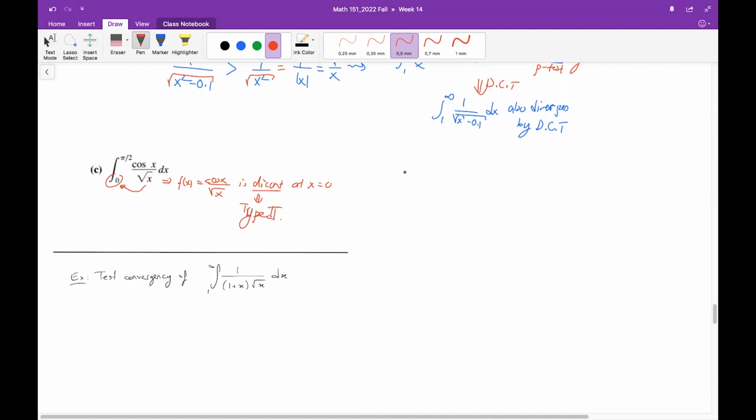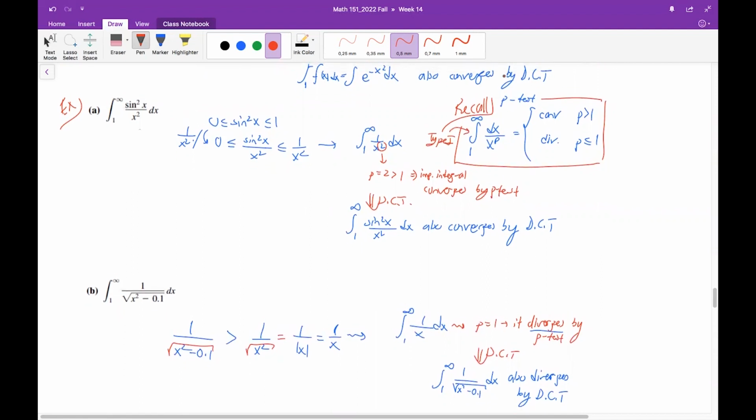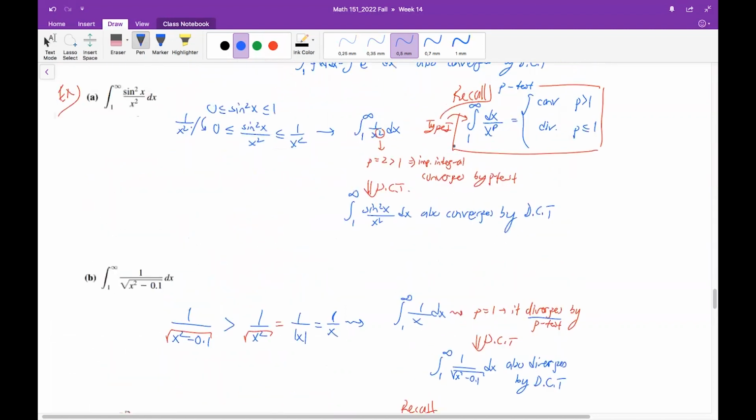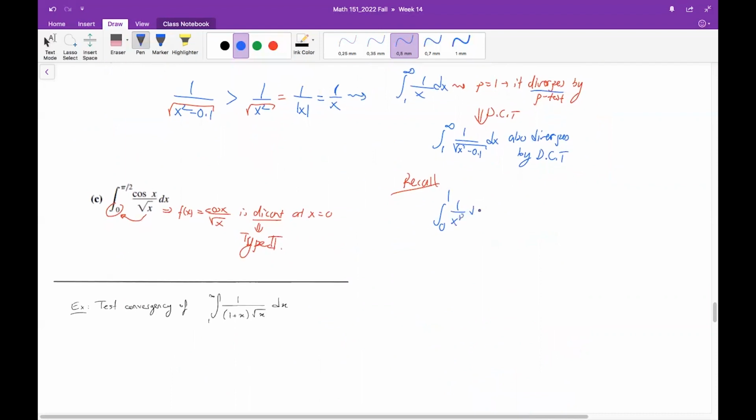And for type 2, we have a similar result like the p-test. This is for type 1. This is an improper integral of type 1. So let's write a similar result for the improper integral of type 2. This time the interval is finite, from 0 to 1. Here you see it is from 1 to infinity. The structure is the same, and the convergence or divergence behavior of this improper integral of type 2.